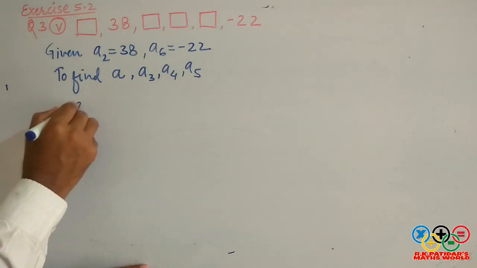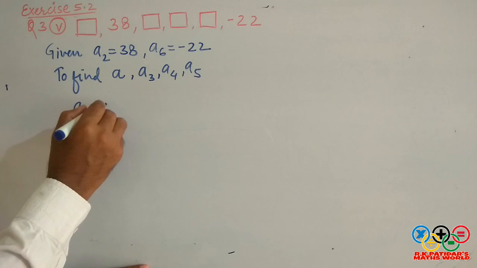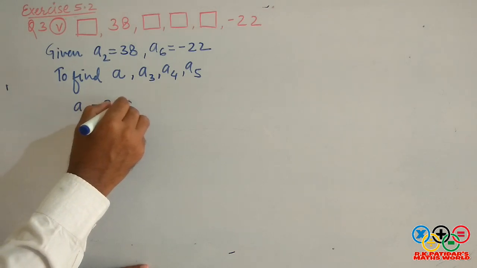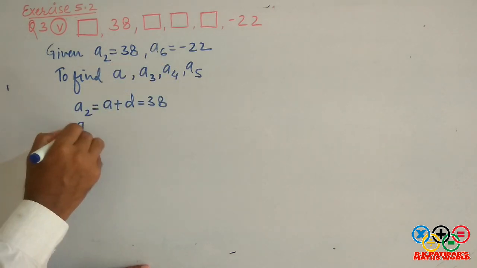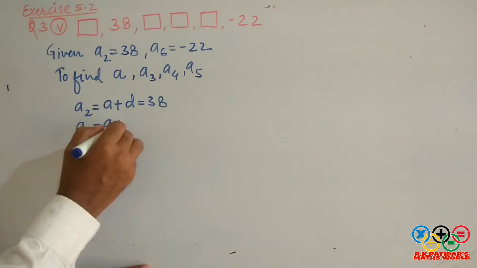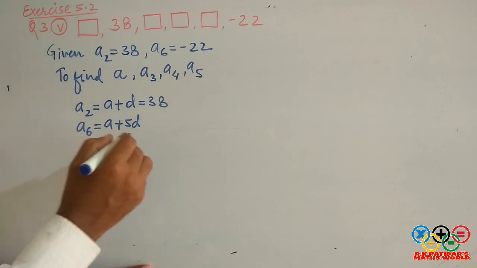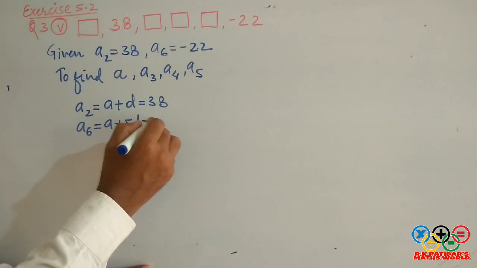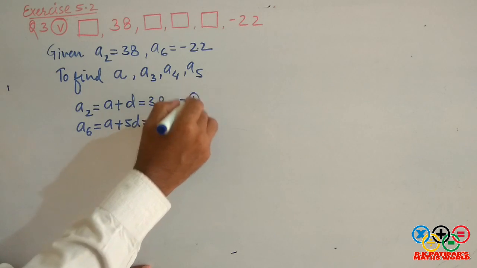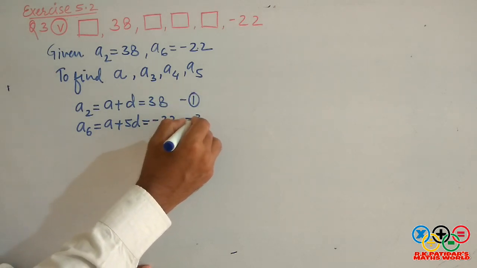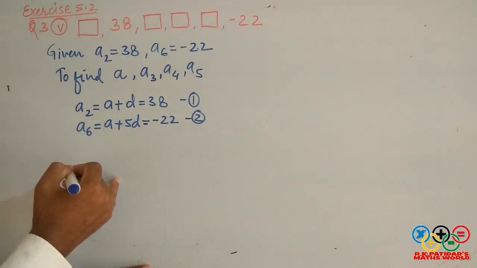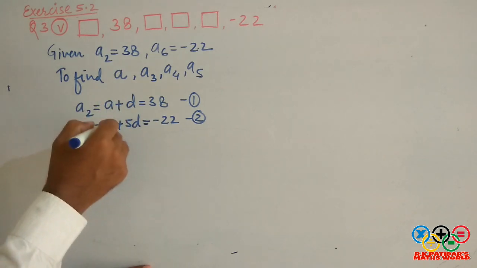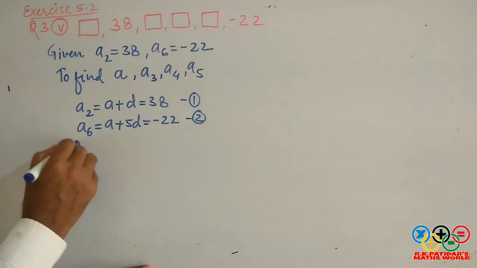So what is given? The second term is 38. The second term is a plus d is equal to 38. The sixth term, the formula for the sixth term is a plus 5d, and it is given as minus 22. Take this as the first equation and this as the second equation. After this, we will solve them with the elimination method. If we subtract, a will cancel.